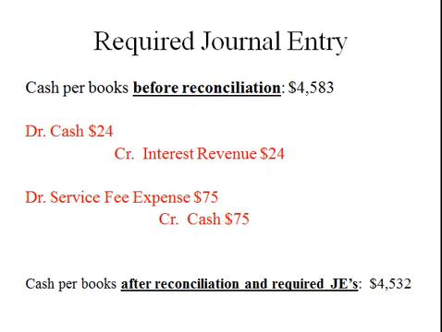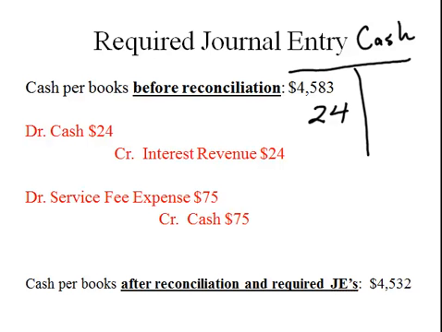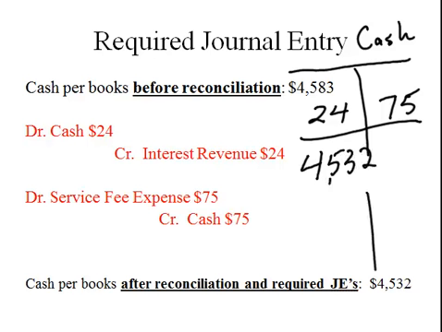We will record the following journal entries. Our cash account before reconciliation has a balance of $45.83. We need to adjust for the items in the book column of our reconciliation statement. We will record the $24 of interest revenue as an increase to cash and the $75 of service fee expense as a reduction in cash. After recording our journal entries, we have correctly updated our T account to the ending balance on the bank reconciliation.